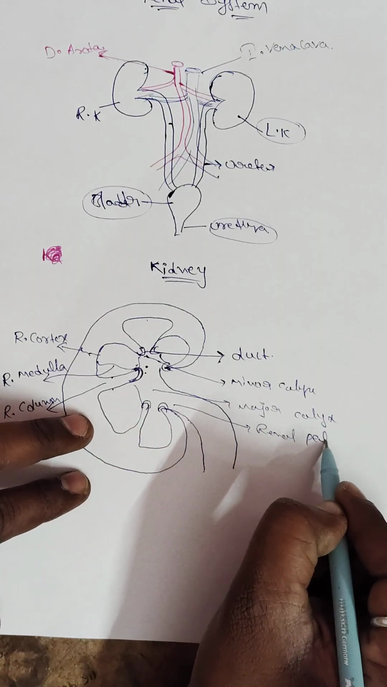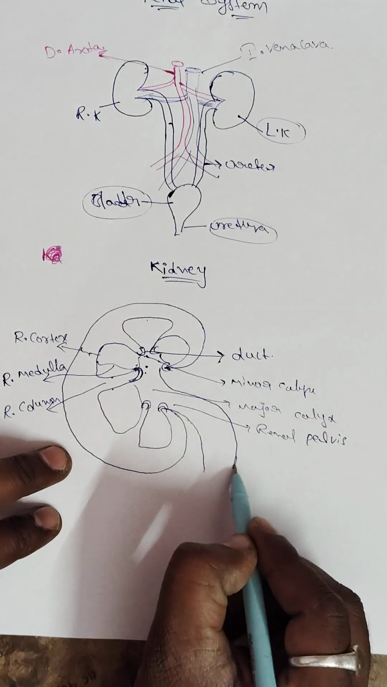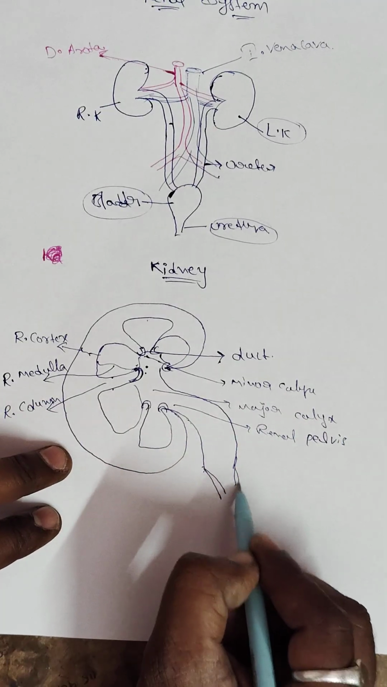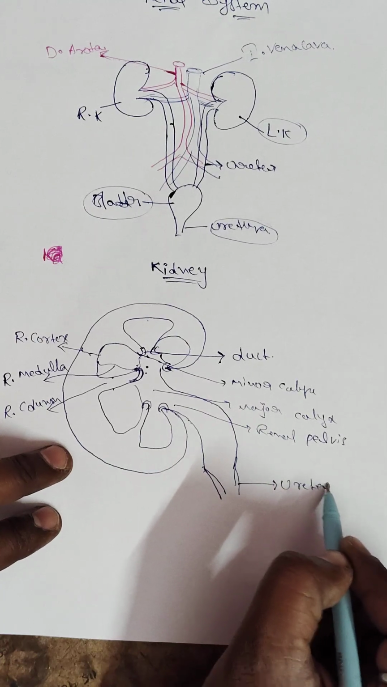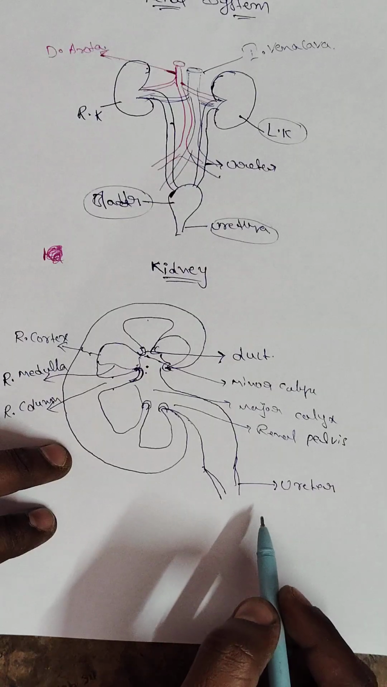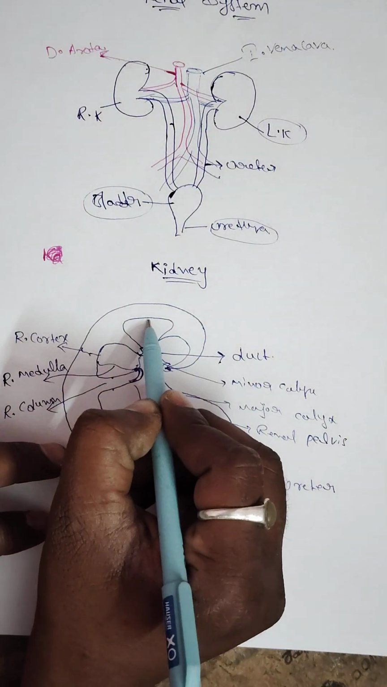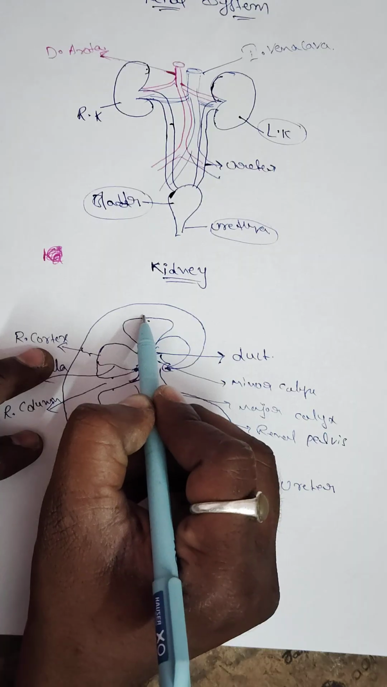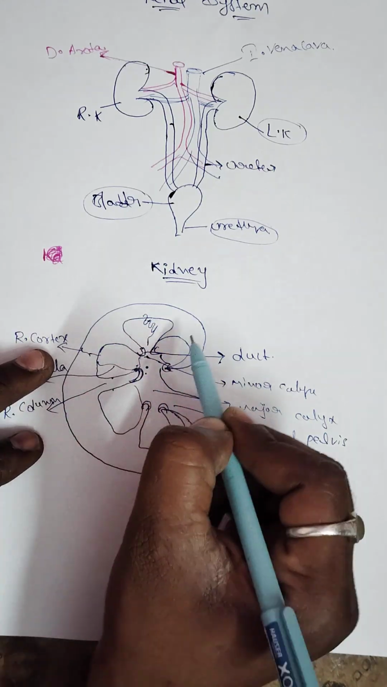Renal pelvis. Finally, this one connects like this, and this is called the ureter. The next parts are the bladder and urethra. And here one of the major parts is discussed, that is the nephrons. These are the nephrons.